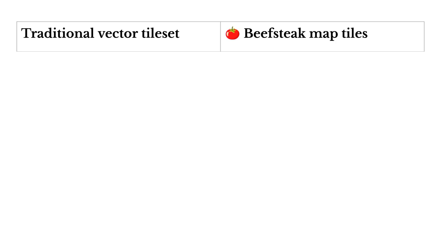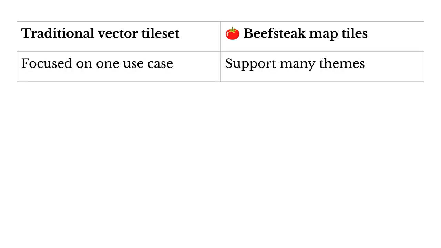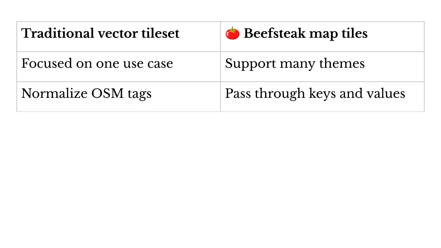And so compared to a traditional vector tile set, say OpenMapTiles is a common one, those tend to be focused on one use case, usually a base map or maybe very specific, like I just want to see trails. Beefsteak needs to support many different themes. And because of that, we also want to have the raw OpenStreetMap tag values. So instead of normalizing them to a set of known keys and values, we pass through keys and values for a limited set of keys.